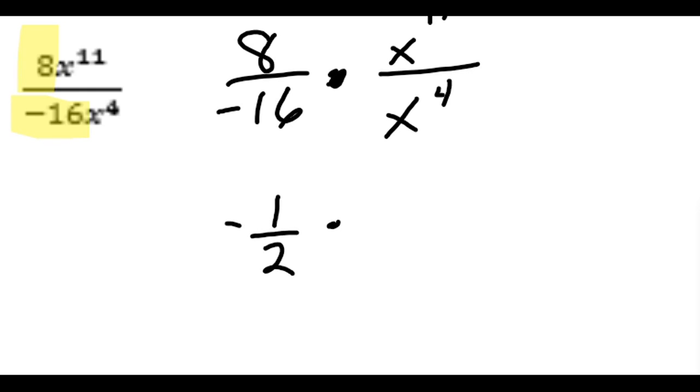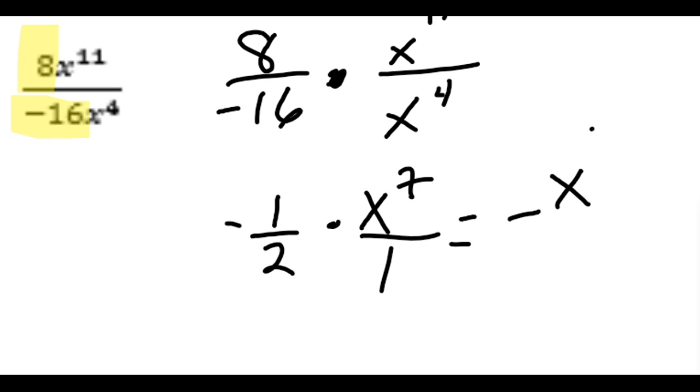Okay. And again, our rule is subtract exponents. So x to the 11th over x to the 4th is going to be x to the 7th. You have more exponents in the numerator, so it stays in the numerator, and the denominator would just be 1. And if I combine those, I'd have negative x to the 7th power over 2.